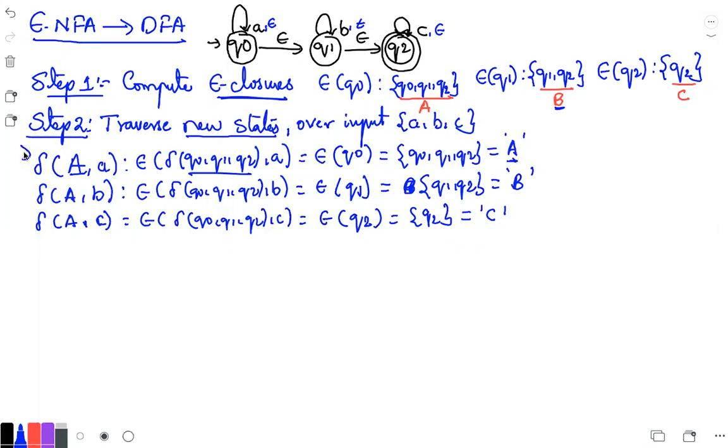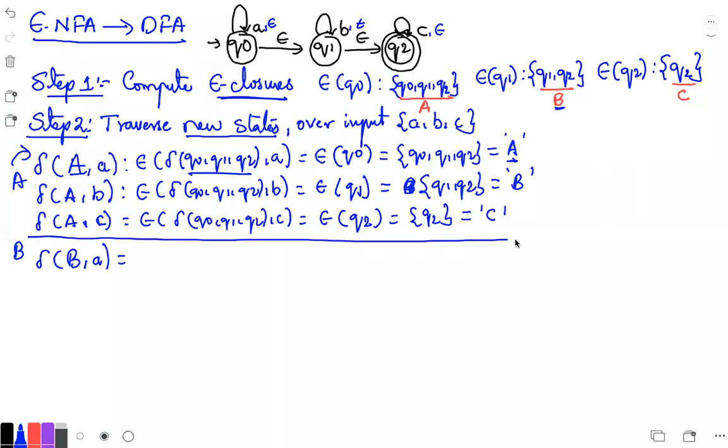Now, this is with A. So for B, B on A. It's epsilon of delta B. What is B? Q1, Q2. So Q1, Q2 on A. It's epsilon of Q1 on A, nothing. Q2 on A, nothing. So it is phi. Okay, no path. B on A, there is no path.